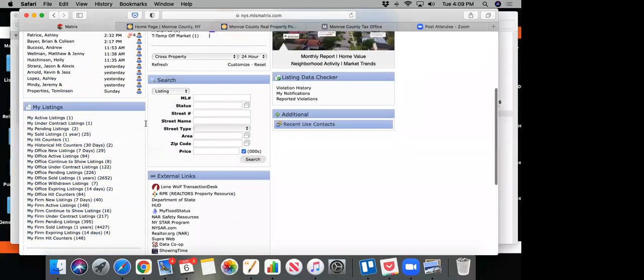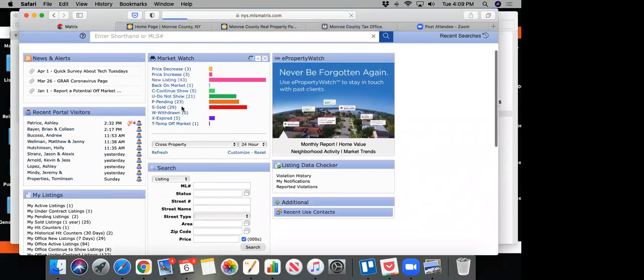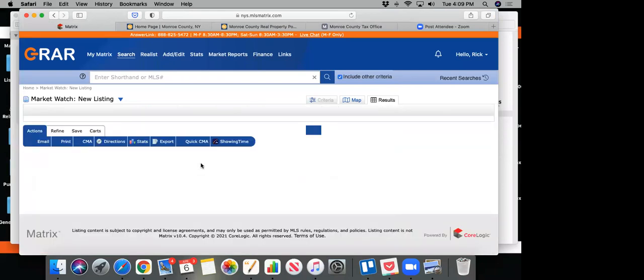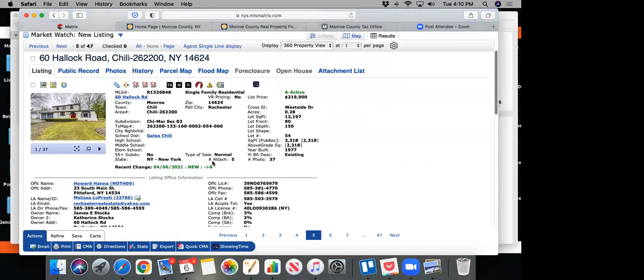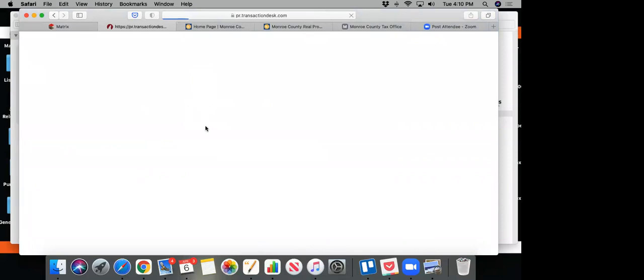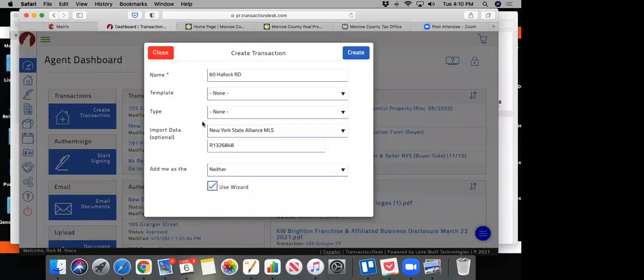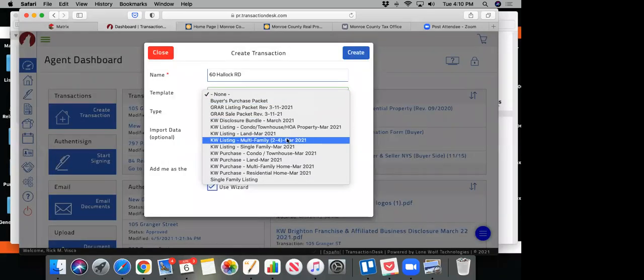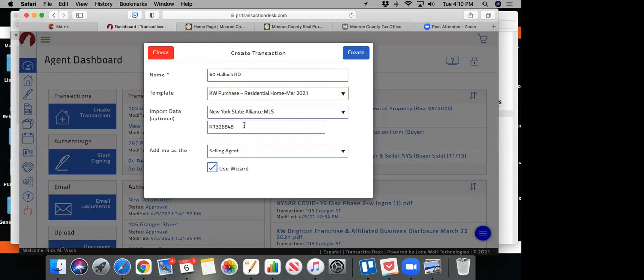Now I want to show you also, let's say you're going to write up an offer on this house right here. See this wolf up here? If you click on that wolf, that brings you into your dashboard. You can pick your template. Let's say it's going to be a KW purchase of a residential home. If you click this, it's automatically going to download all the forms that you need to write up an offer on a property. This is going to save you a lot of time. And it also auto-populates a lot of the information from the listing.